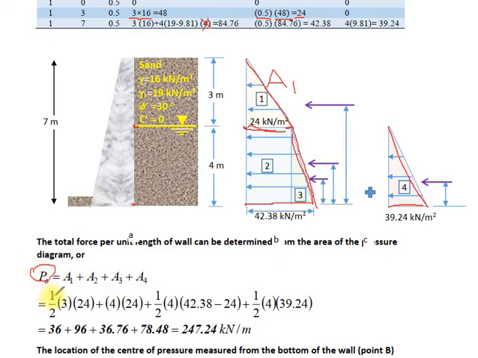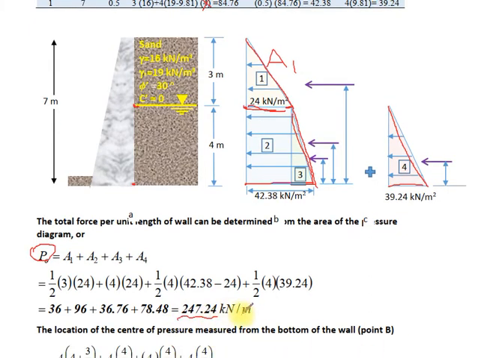The resultant force will be 1 over 2 multiplied by the base 24 times the height 3, plus 4 meters multiplied by the base 24, plus 1 over 2 the height equal to 4 and the base here will be 42.38 minus 24, plus 1 over 2, 4 meters multiplied by 39.24, equal to 247 kilonewton per meter.